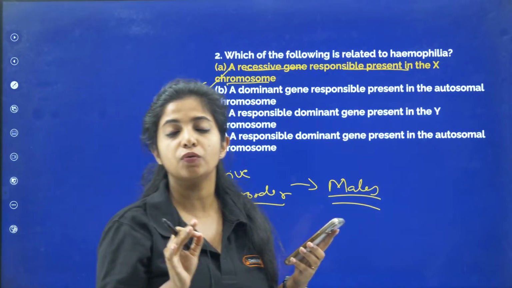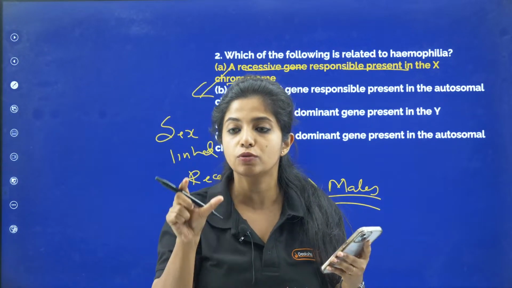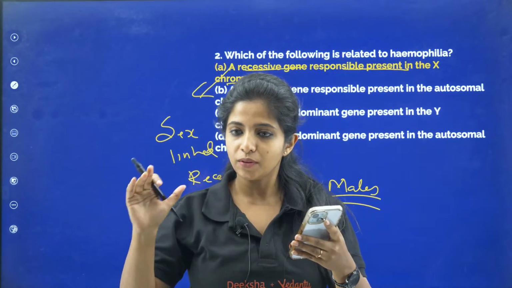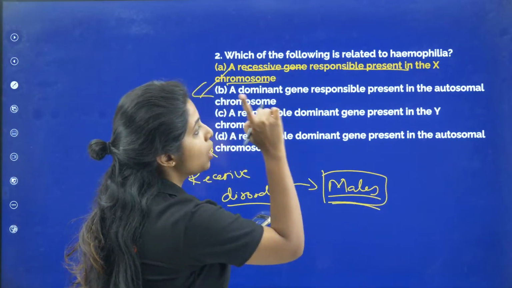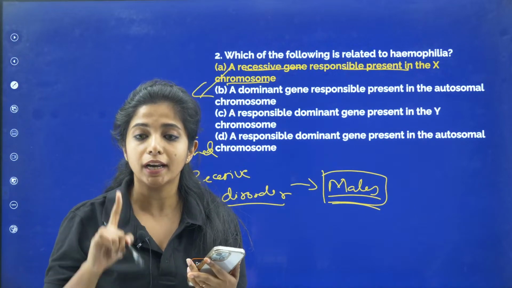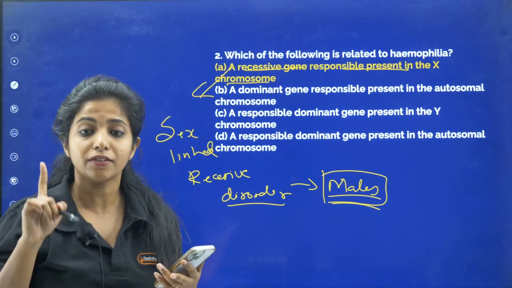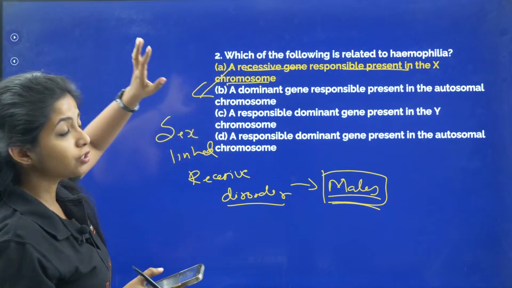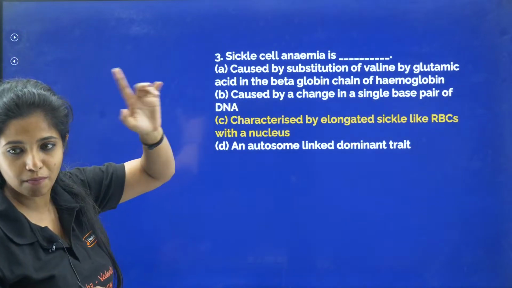And what exactly happens over here? A clotting factor is not being produced in this particular case, and hence the person would keep on bleeding. Males are affected both in hemophilia and also color blindness, and both of them are sex-linked recessive disorders. Please remember that. There are no sex-linked dominant disorders in your NCERT, so please remember that.